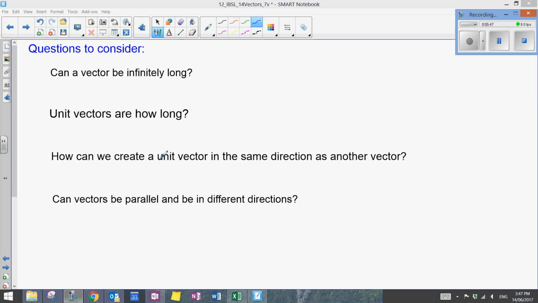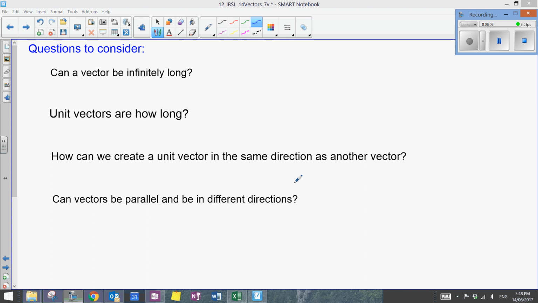Third question, how can we create a unit vector in the same direction as another vector? So if I want two vectors to be going in the same direction, what needs to be true about those two vectors? And then also, how can vectors be parallel but maybe be in different directions? Are there any possibilities where this is true?